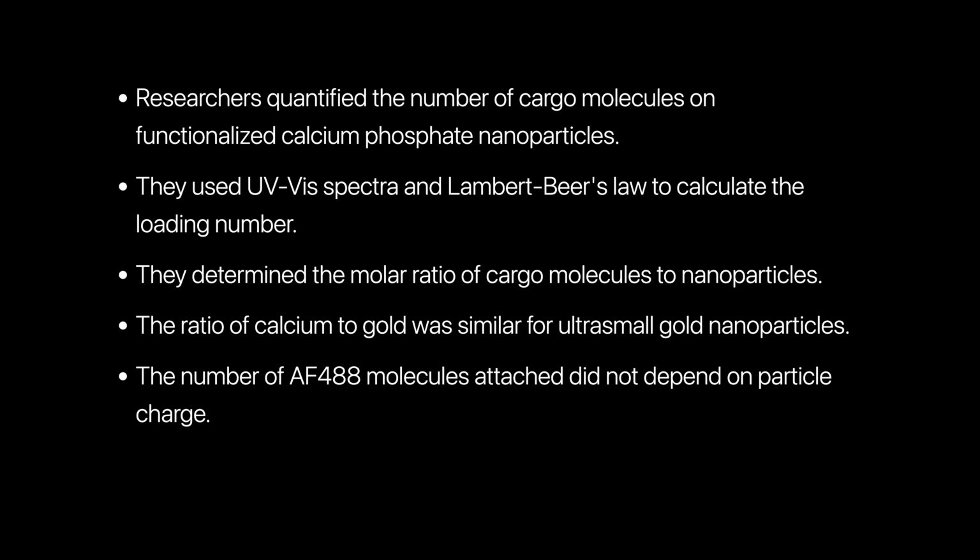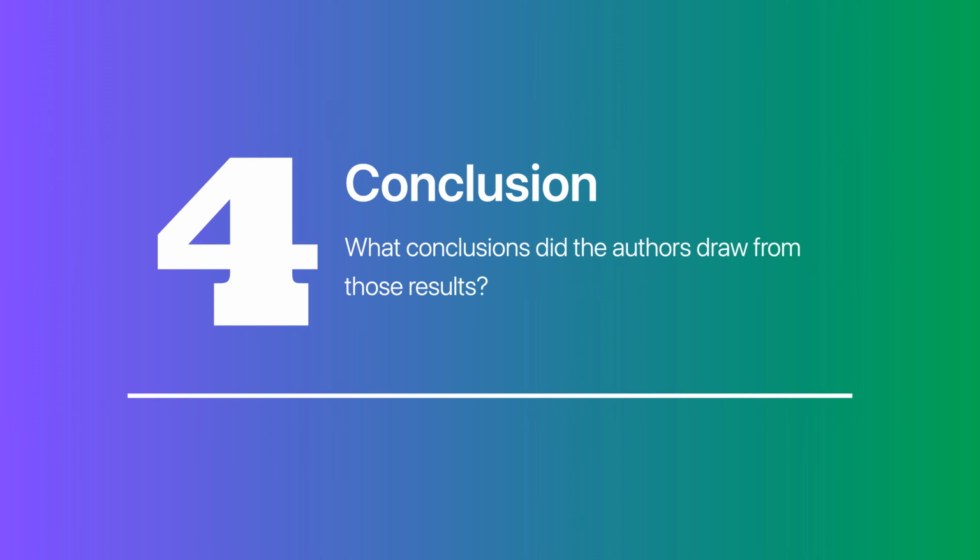For ultra-small gold nanoparticles, the ratio of calcium to gold was similar, and fewer gold nanoparticles were conjugated to negatively charged calcium phosphate nanoparticles due to the presence of glutathione on the surface of the gold. The number of AF488 molecules clicked to the particles did not depend on the particle charge.